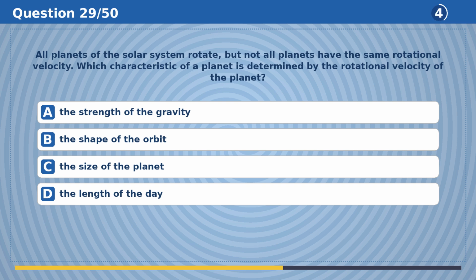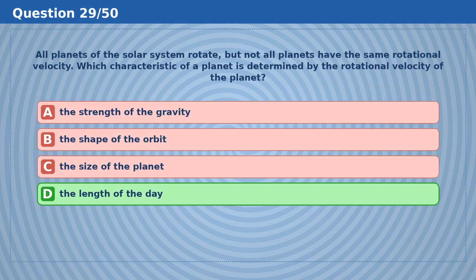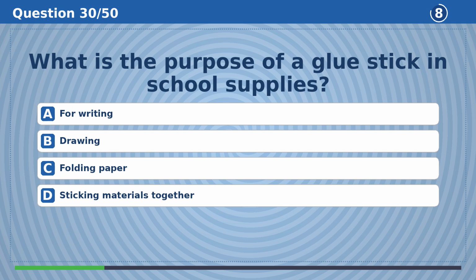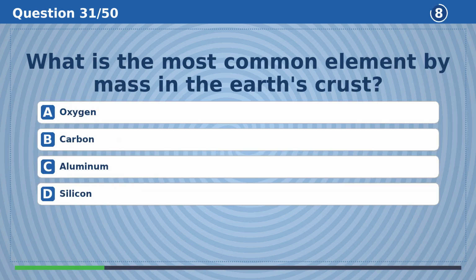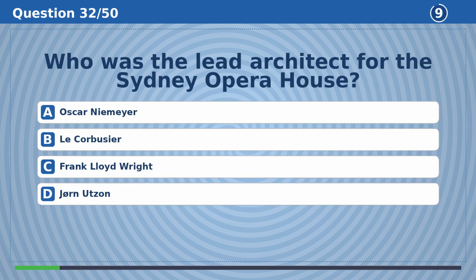All planets of the solar system rotate, but not all planets have the same rotational velocity. Which characteristic of a planet is determined by the rotational velocity of the planet? The answer is D. The length of the day. What is the purpose of a glue stick in school supplies? The answer is D. Sticking materials together. What is the most common element by mass in the Earth's crust? The answer is B. Carbon.